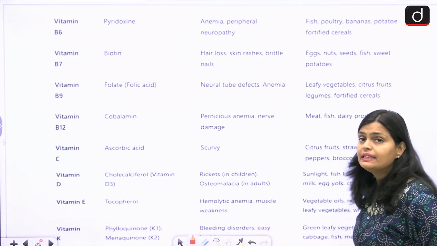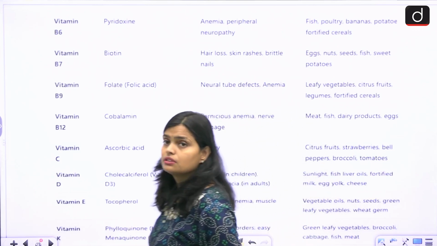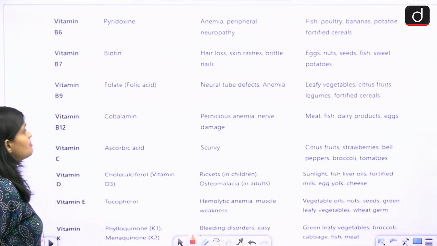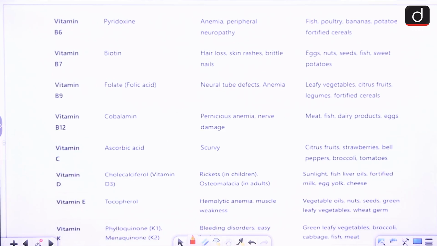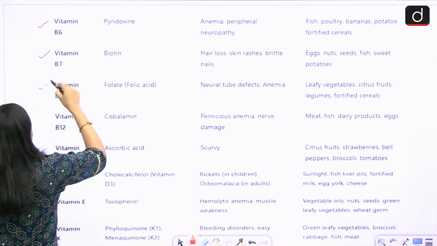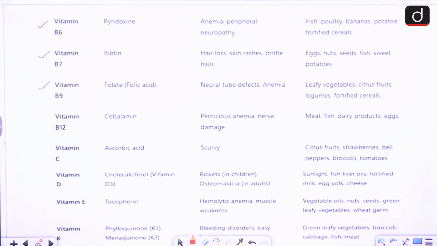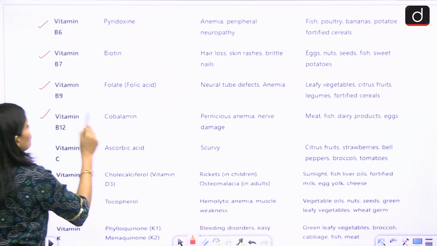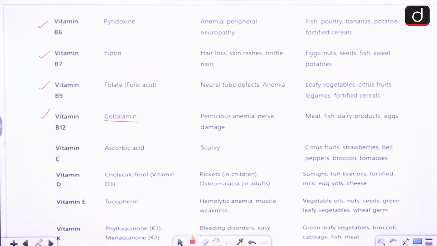Then we have B7. The scientific name of vitamin B7 is biotin, and the deficiency causes loss of hair, skin rashes and brittle nails. These mean that you have a deficiency of B7. Then we have B9. B9 is folate or folic acid, and the deficiency causes neural tube defect and anemia. B12 is cobalamin, and due to deficiency of B12 you will get pernicious anemia.